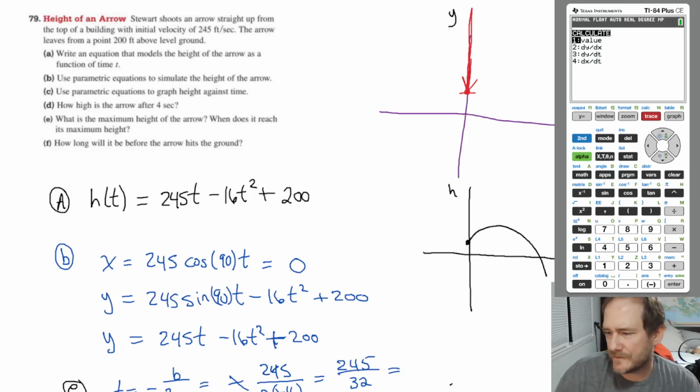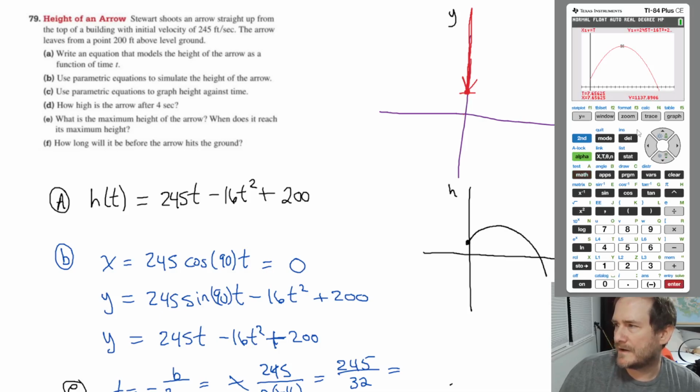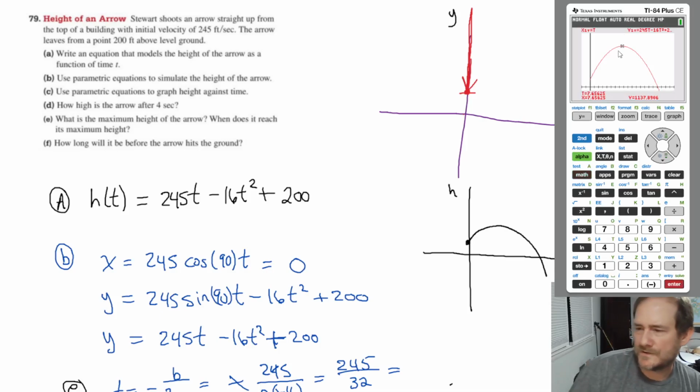And 245 over 32 is 7.65... I'm going to go ahead and store that as A, like I always do. Then I'm going to go second calc value, plug in A, and we should see a point right at the tippity top. We do. And so we see that our maximum height occurs at a time of... what is the maximum height? When does it reach its maximum height?